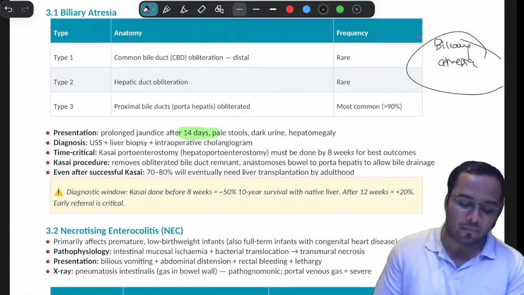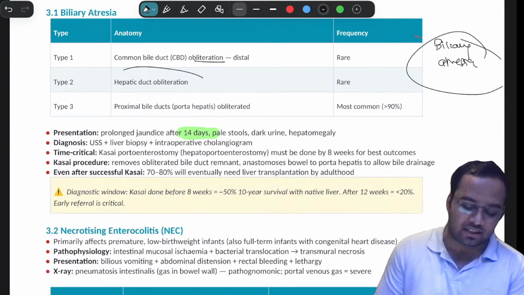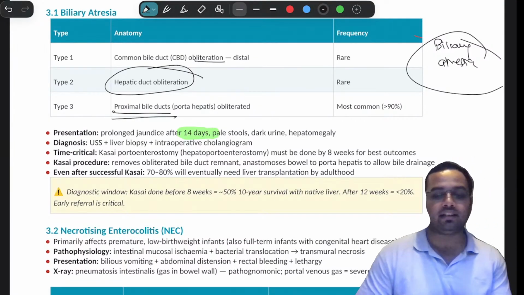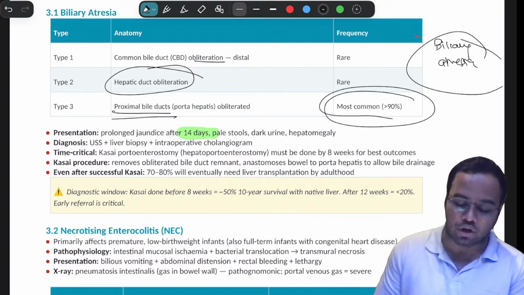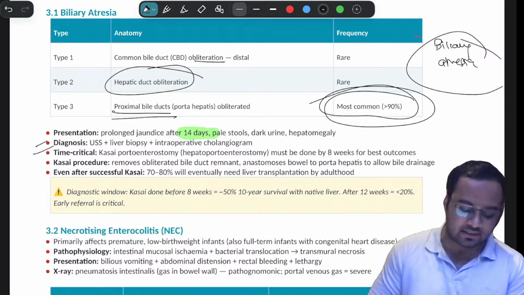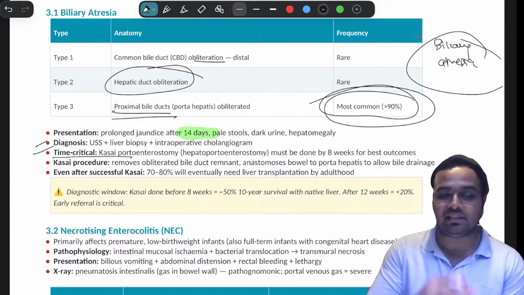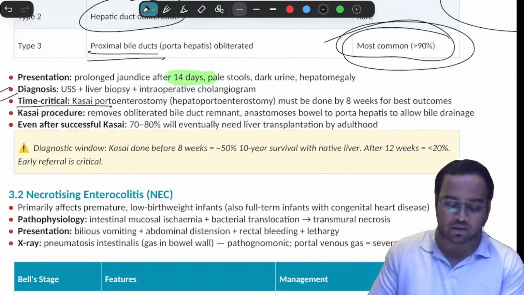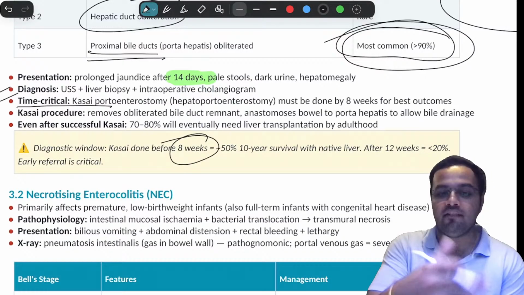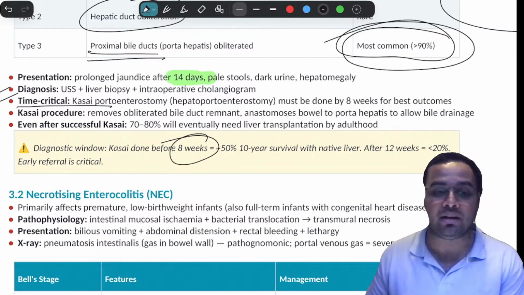So type 1 is common bile duct obliteration, which is distal. Type 2 is hepatic duct, and type 3 is proximal bile duct near the porta hepatis. It is the most common type. Whenever you see this, the timing is critical. Why? Because if you delay the surgery beyond 8 weeks, the liver is going for a toss and a liver transplant might be required directly.